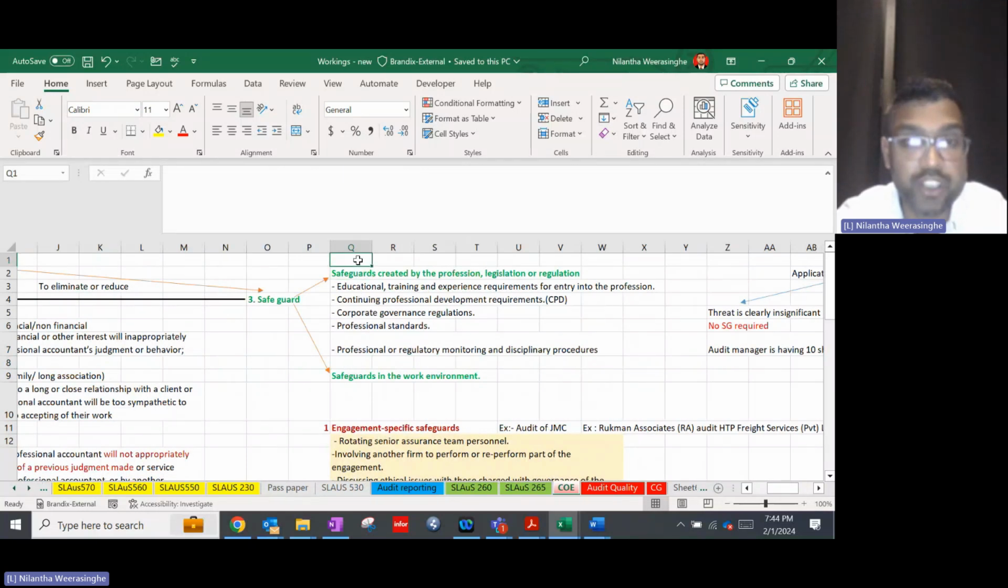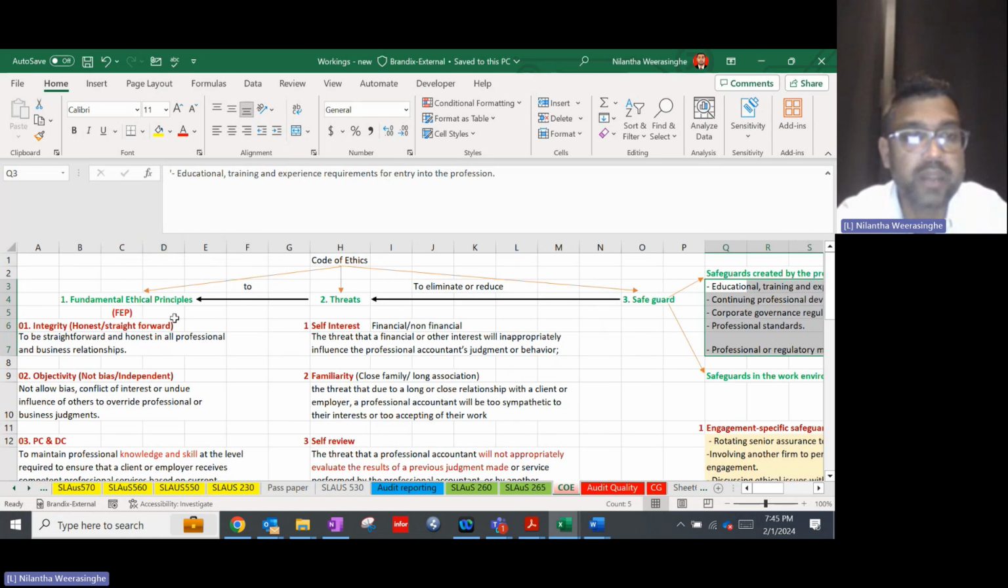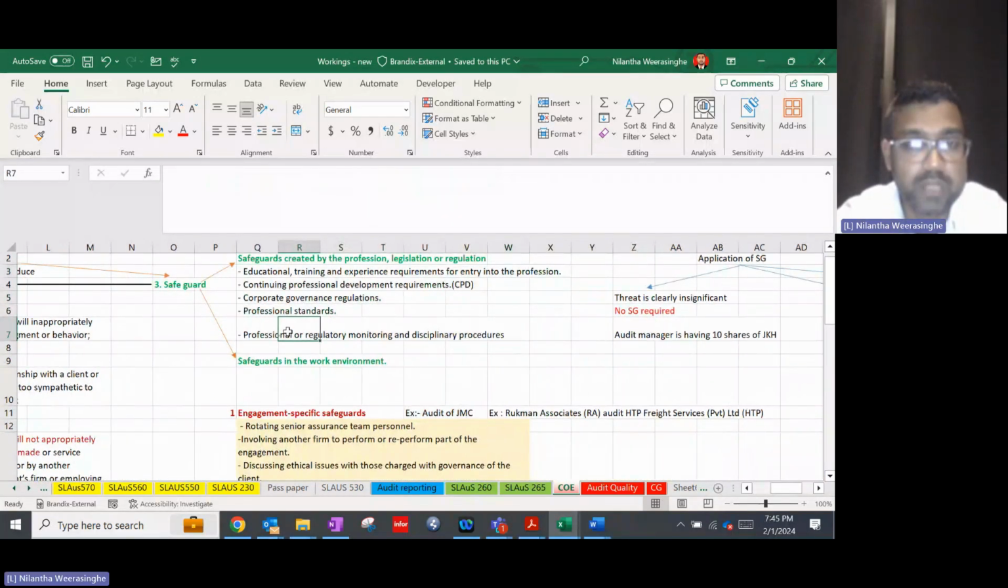Safeguards created by the profession, legislation and regulatory environment, and safeguards within the working environment, right? Legislation, profession and regulation, you can see the list of safeguards here. Basically, in short, safeguards created by your AAT institute and the regulatory environment. Simple example, if you violate this fundamental ethical principle, the AAT institute will take certain actions to remove your membership. So that is a safeguard from the legal environment or your profession. The other safeguard is from your working environment. Safeguards also come from the place where you work.